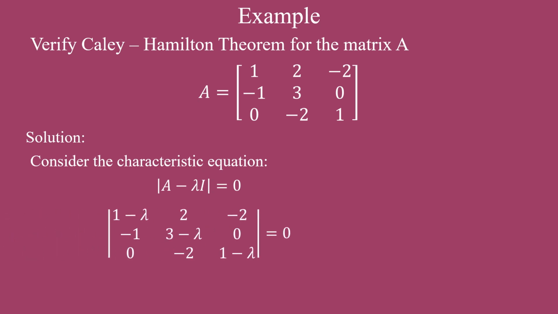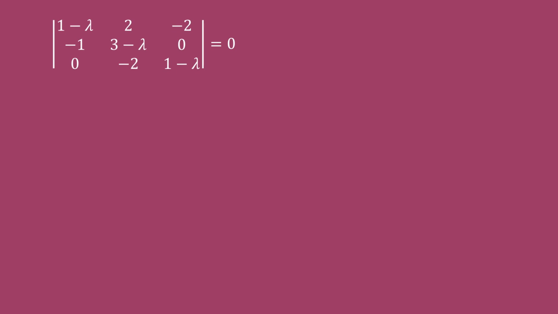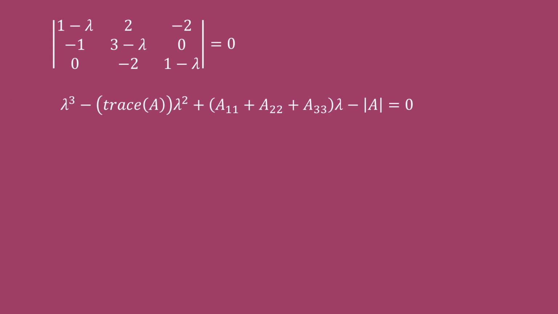We'll get this. Now, if you will follow the usual method of finding this determinant of this 3 by 3 matrix, then it is going to be a little difficult task. So that's why we are having a formula for finding determinant of such type of matrices, which is lambda cube minus trace of A times lambda squared plus A11 plus A22 plus A33 times lambda minus determinant of A equals to 0.